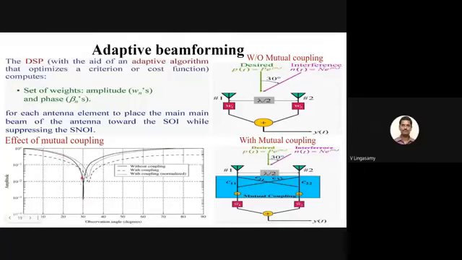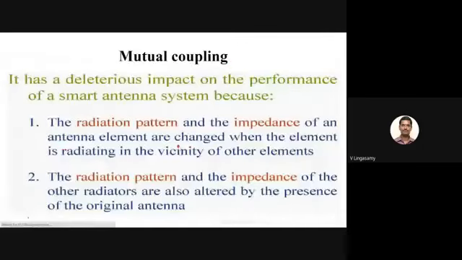Without mutual coupling, you can see a very decent pattern, right? When mutual coupling arises, what is happening? You can see here that the bit error rate is increasing. Mutual coupling has two implications. There are two types of mutual coupling: one is the radiation pattern and the other is the impedance of the antenna element.